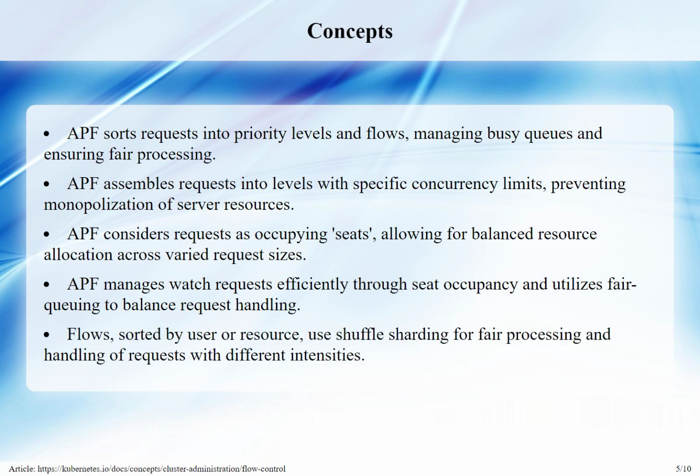Flow classification and shuffle sharding. When requests reach the server, they are sorted into flows based on criteria like user or resource namespace. These flows consist of queues processed equitably, avoiding the dominance of high-intensity networks. Shuffle sharding is a method that allocates request processing power effectively, ensuring fair distribution without overloading specific queues.